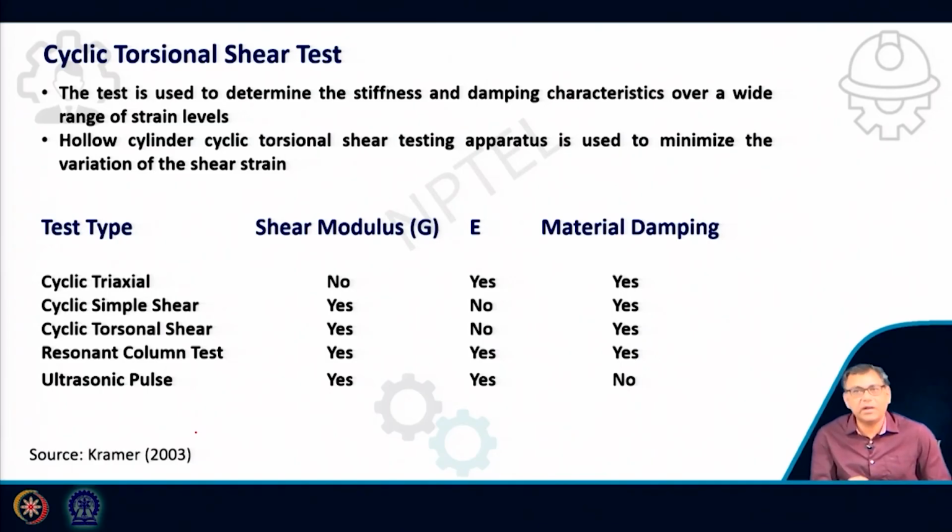Cyclic simple shear, here I will get the shear modulus because shearing is applied, but elastic modulus I cannot measure directly, but the damping of the material can be measured. Cyclic torsional shear, here shear modulus can be measured directly, not the elastic modulus, but damping of the material can be measured. Resonant column, here both the elastic modulus and shear modulus can be measured. Damping ratio, the material damping, yes, this can also be measured. But ultrasonic pulse test, here also shear modulus and elastic modulus both can be measured, but not the damping. Okay. So, this is the summary of the different tests.